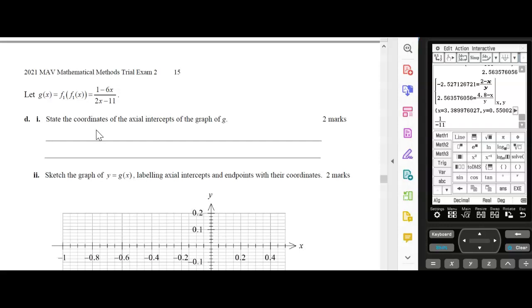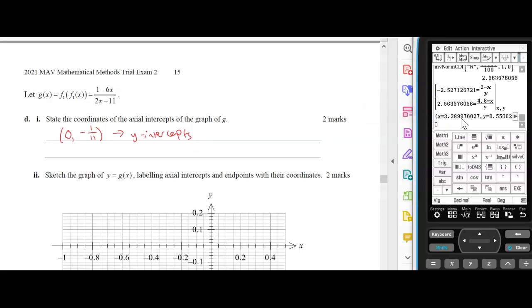So I didn't really have to do anything complicated with that. So y-intercept, when x equals 0, we get y equals -1/11. All right, so that's your y-intercept. And then for your x-intercept, we need to let y equal 0. So we're going to use solve on the calculator.